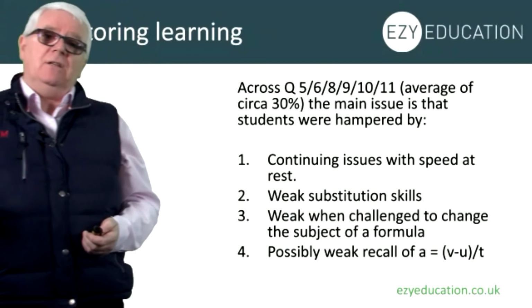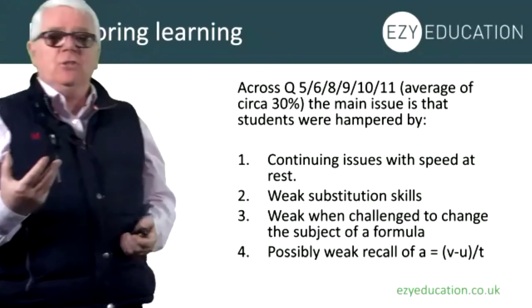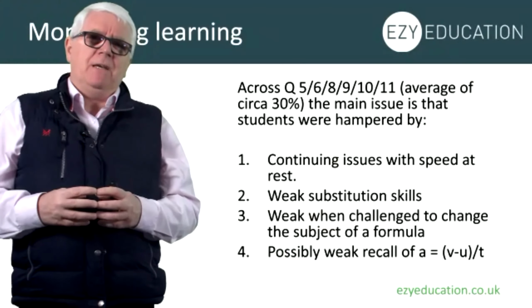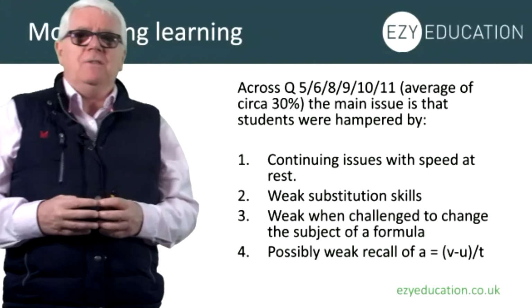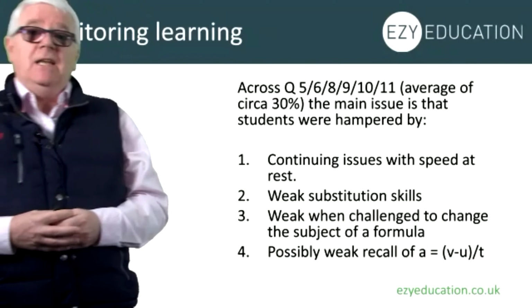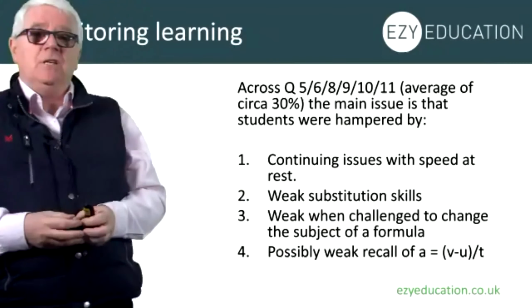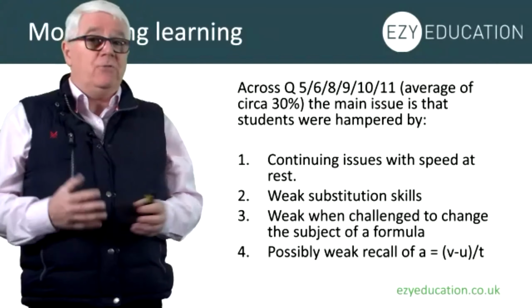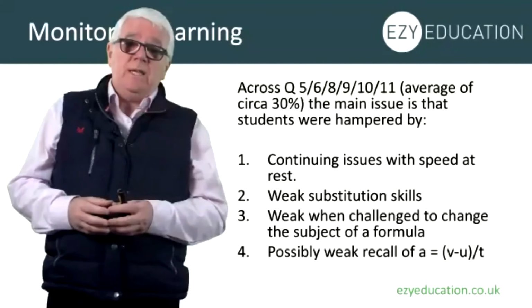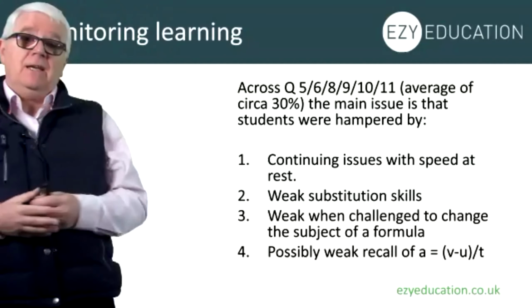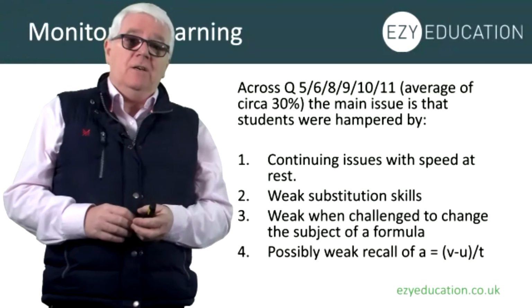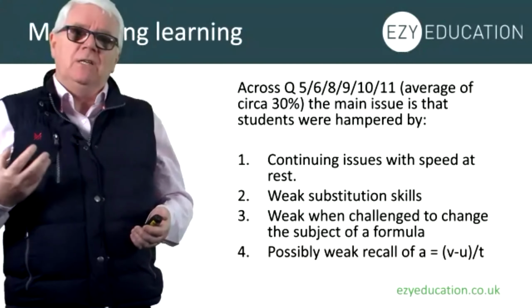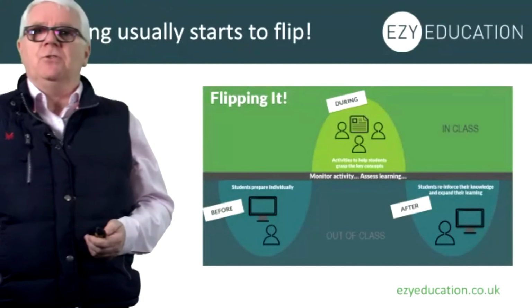If you'd gone back to the learning map and gone through it, the judgments you would make based on the information for questions 5, 6, 8, 9, 10, 11 were that there were continuing issues with speed at rest. A lot of the students had weak substitution skills, which might suggest weak reading skills as well, weakness when challenged to change the subject of a formula, and possibly weak recall of acceleration. That should be saying, right, we need to revisit this and deal with some of these issues, and keep notes of that as you move along.